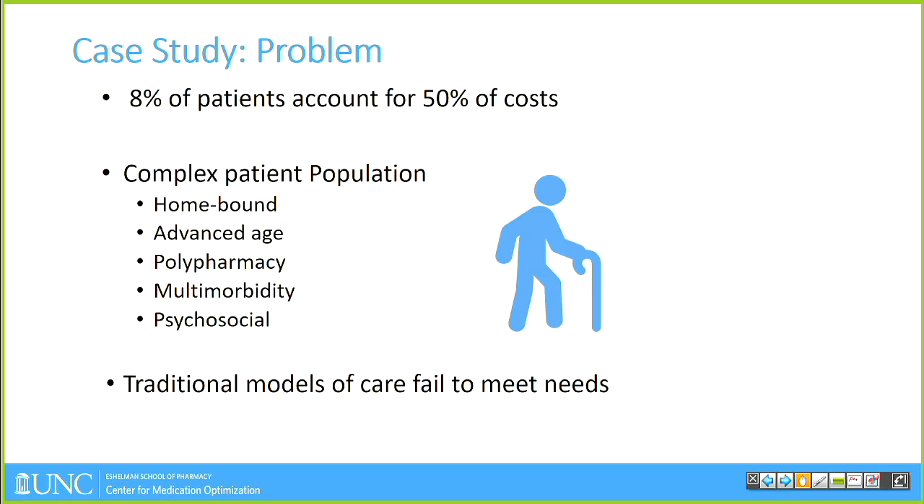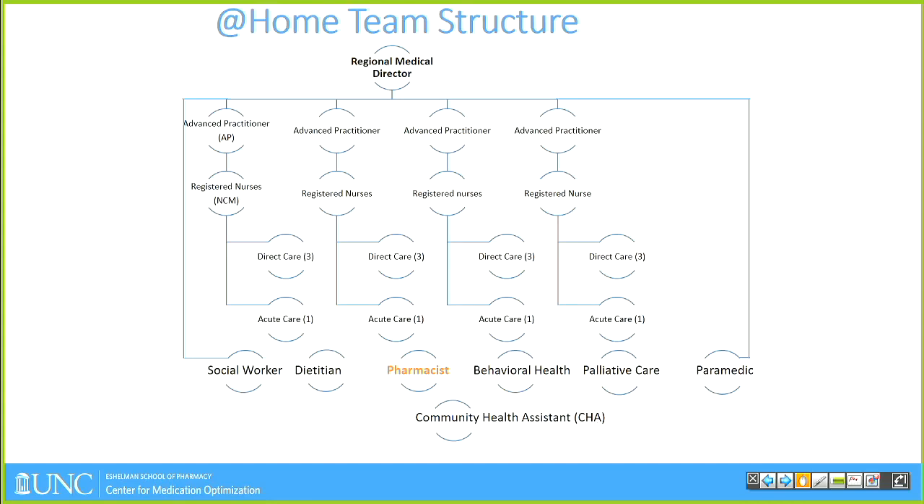So they wanted to create a new service model at home for patients who were costing the system a lot, but weren't responding to the traditional models of care that were already in existence. So they came up with this at-home team that was going to go in and provide comprehensive care in the patient's home. And it was delivered across a state in 15 different counties, and they're broken up into 3 different regions.